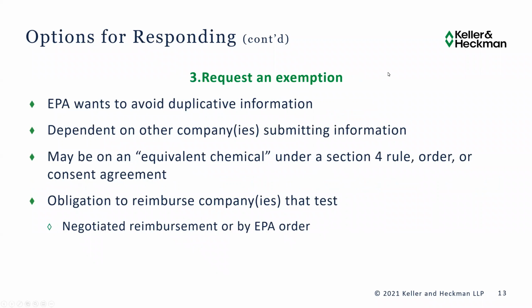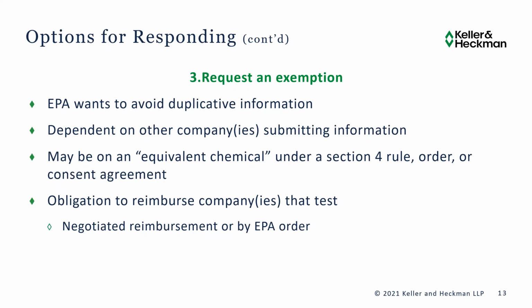The third option is to request an exemption. EPA wants to avoid duplicative information, and that's particularly the case when you're talking about any kind of toxicity testing. But also when you're talking about occupational exposure testing, it makes sense to limit the amount of testing and resources that need to be committed. Of course, if you request an exemption, this is typically done if you have one particular company that requests an exemption, but you have another company that is in fact going to be submitting information. And that information could be on an equivalent chemical under a Section 4 rule, order, or consent agreement.